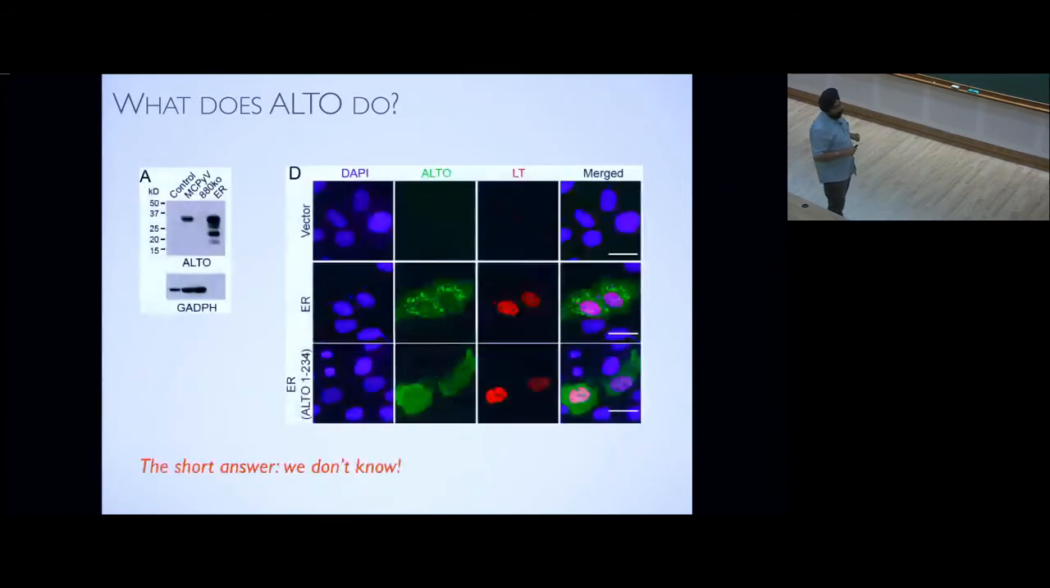Okay, what does ALTO do? I'm not going to give you the gory details. We don't know, but it's clearly important for the transformation phenotype. And this is, in fact, an antibody that we raised to ALTO that shows that the protein coding gene of ALTO is expressed in Merkel cell polyomaviral infections.